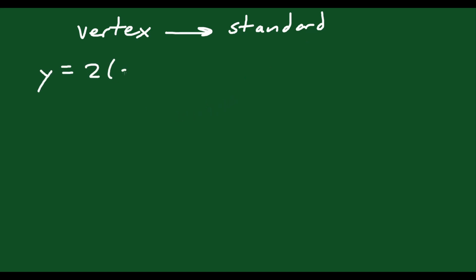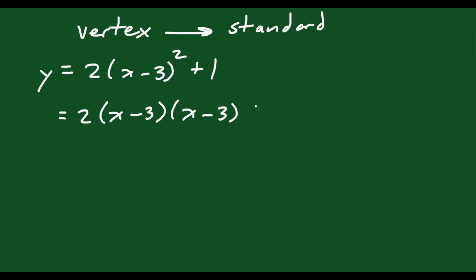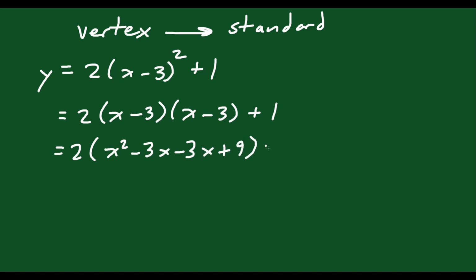So let's do y equals 2(x minus 3) squared plus 1. That's my vertex form. I want to put it into standard, so I'm going to start by changing the way this is written. I'm going to write it as 2 times (x minus 3) times (x minus 3) plus 1. And then you can FOIL that, right? You can say it's x times x is x squared, x times negative 3 is negative 3x, negative 3 times x is also negative 3x, negative 3 times negative 3 is plus 9.